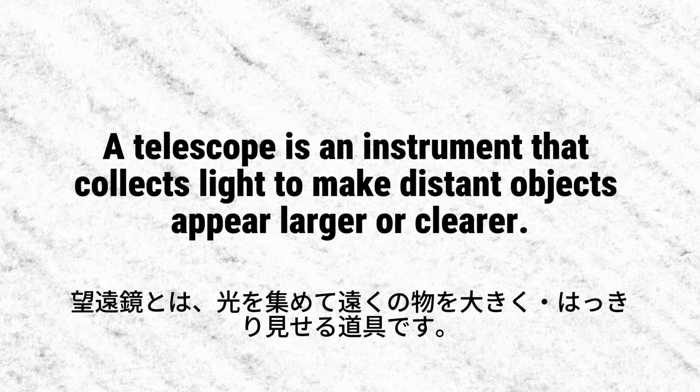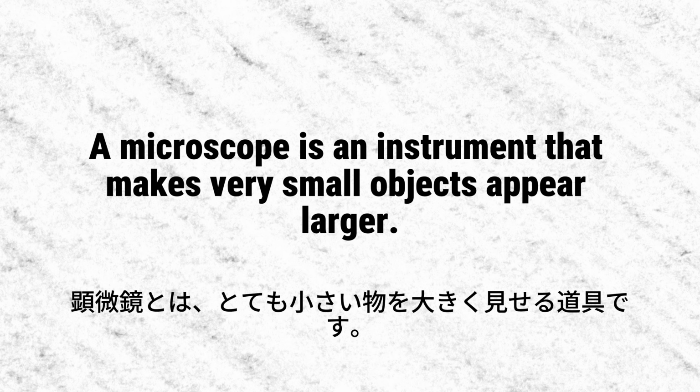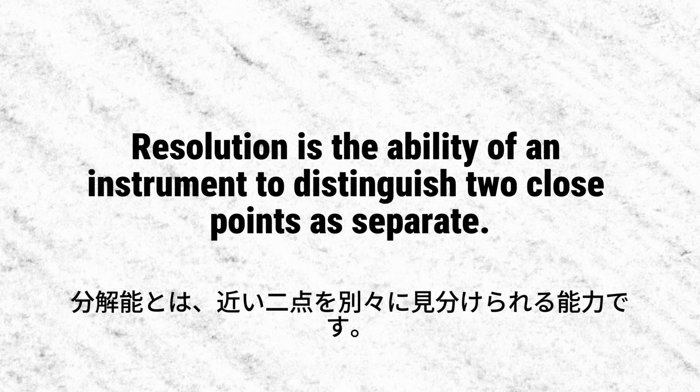A telescope is an instrument that collects light to make distant objects appear larger or clearer. A microscope is an instrument that makes very small objects appear larger. Resolution is the ability of an instrument to distinguish two close points as separate.